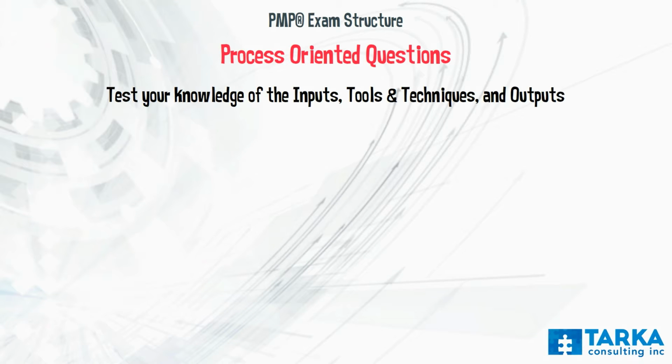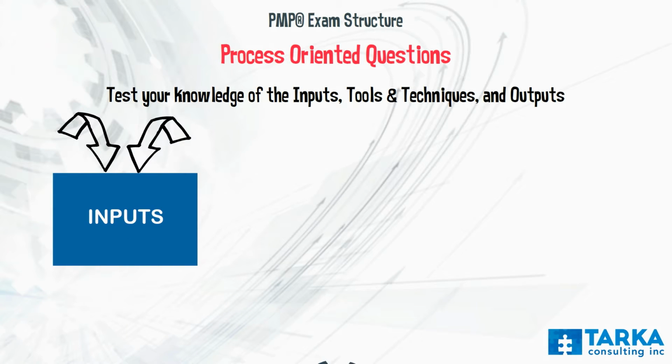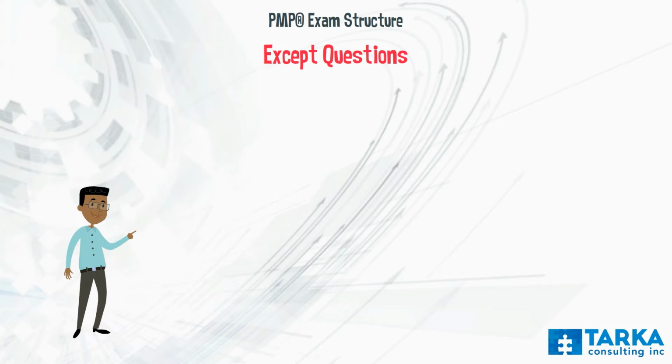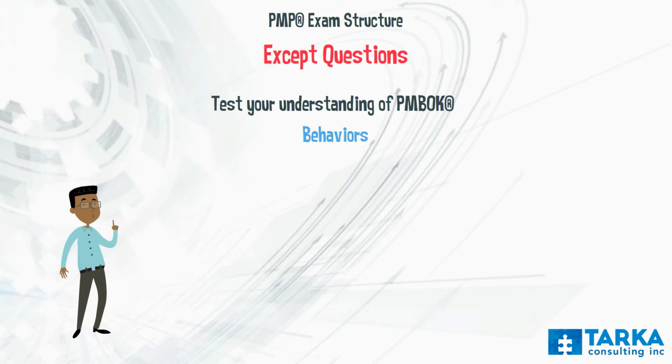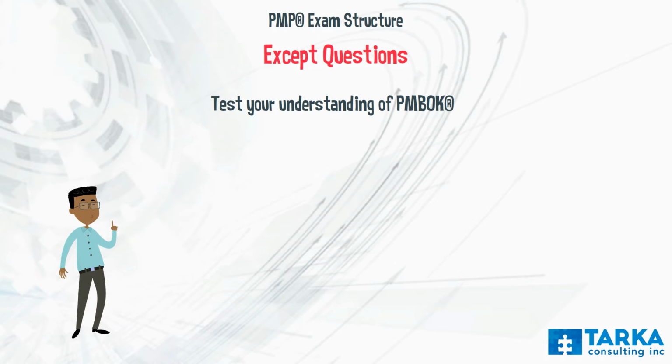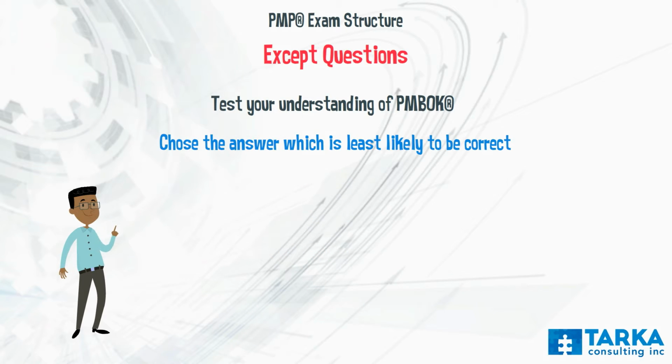Process-oriented questions test your knowledge of the inputs, tools and techniques, and outputs of the 47 processes in the PMBOK. Accept questions will also be present on the PMP exam. Accept questions test your understanding of PMBOK compliant behaviors, processes, inputs, tools and techniques, and outputs. In the end, you will need to choose the answer which is least likely to be correct.